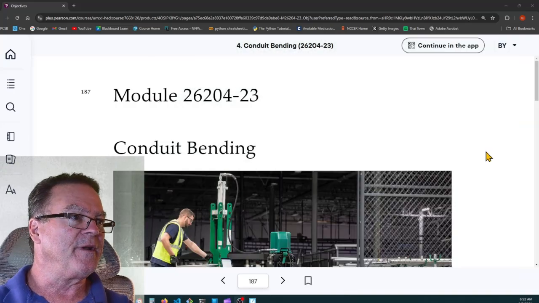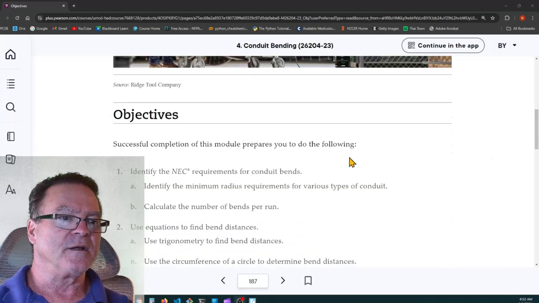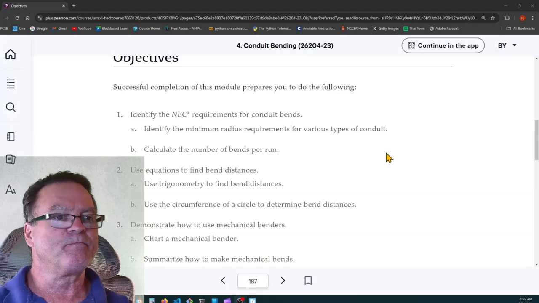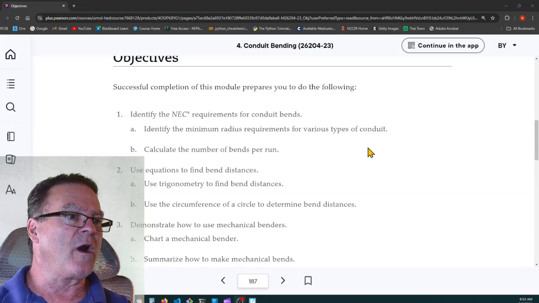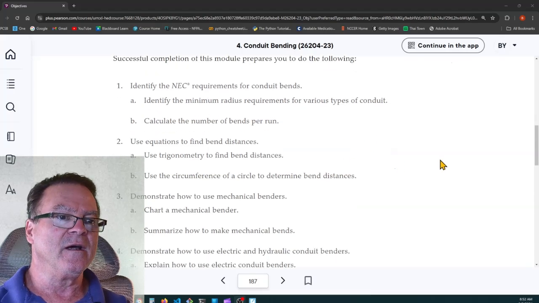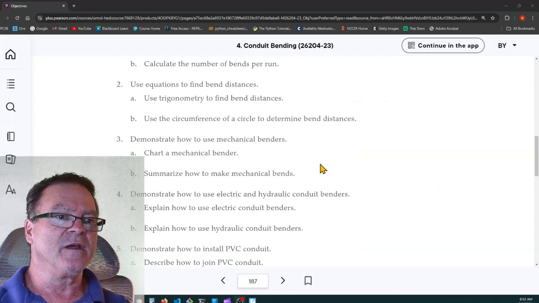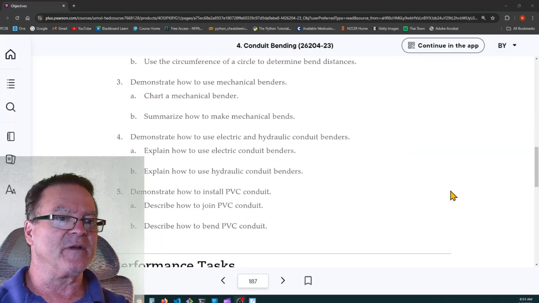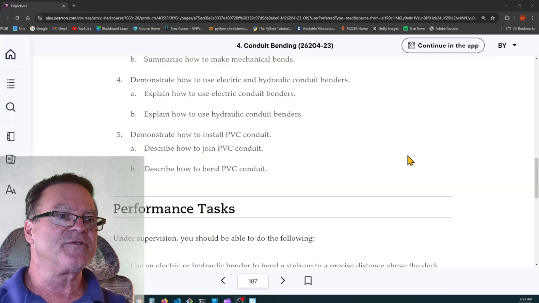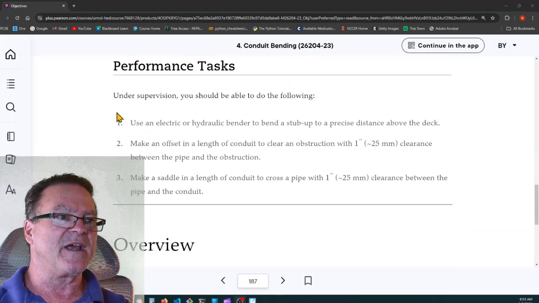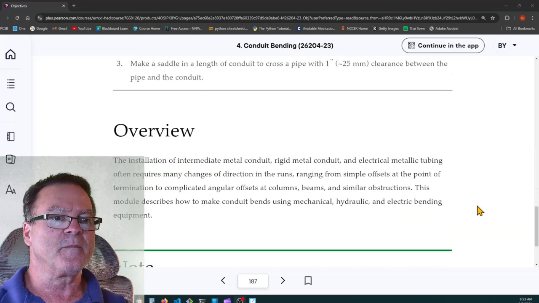26204 conduit bending. Successful completion of this module prepares you to identify the NEC requirements for conduit bends, identify the minimum radius requirements for various types of conduit, calculate the number of bends per run, use equations to find bend distance, demonstrate how to use mechanical benders, demonstrate how to use electric and hydraulic conduit benders, and demonstrate how to install PVC conduit. And of course, there are performance tasks that you'll do with your instructor.